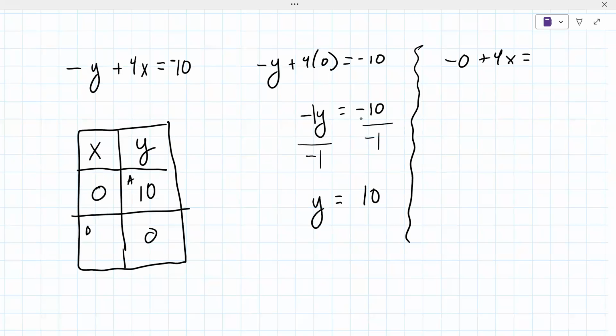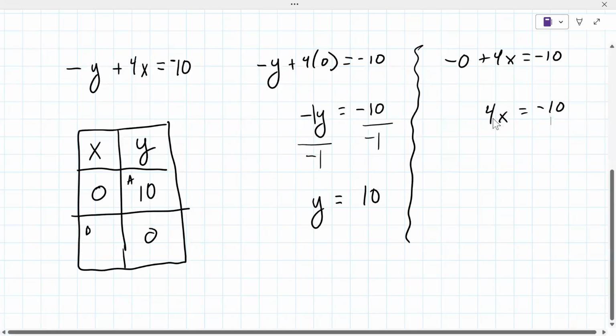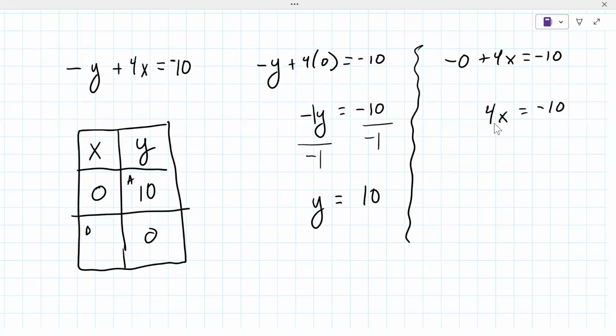-0 is the same as 0, so this is 4x equals -10. How do you undo the 4 in front of the x? Multiply. It's currently multiplying, so how do you undo multiplication? Division. Yeah, you're going to divide both sides by 4, and you may have to reduce this fraction. What does this reduce to?